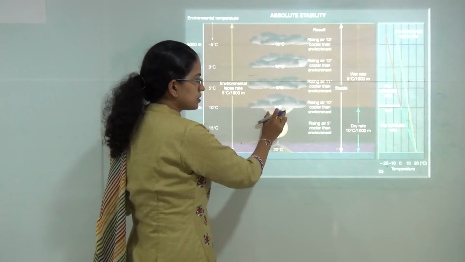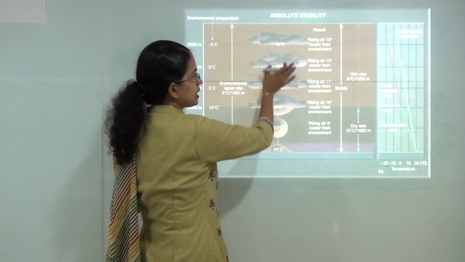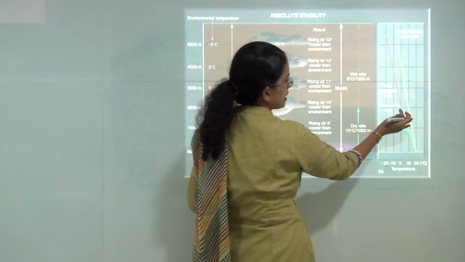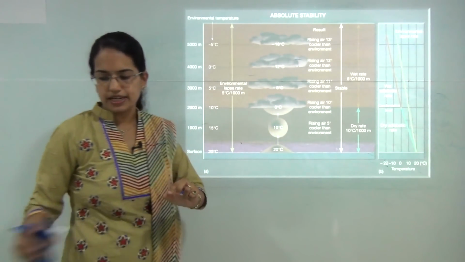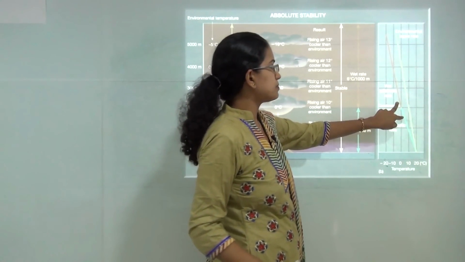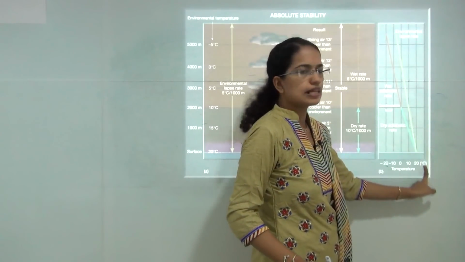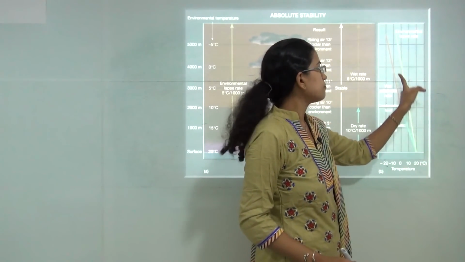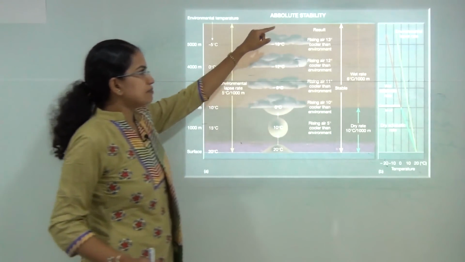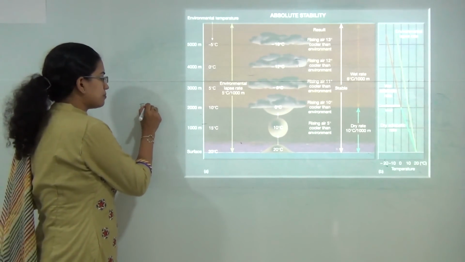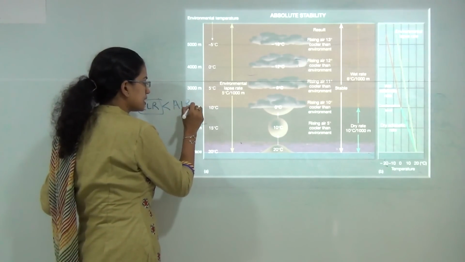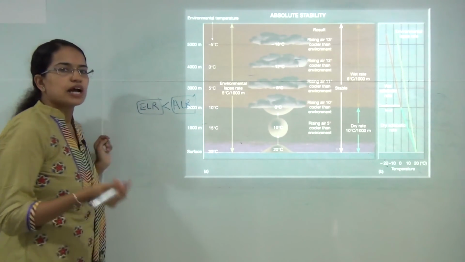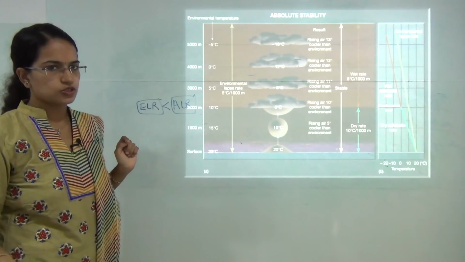At a point of 0 degree, cloud formation takes place, and once the cloud formation takes place, you have the wet adiabatic or the saturated adiabatic lapse rate. Both these lapse rates are much steeper than the environmental lapse rate. Therefore, we can say under absolute stability, the environmental lapse rate would always be less than the adiabatic lapse rate, and this adiabatic can be either dry or saturated.